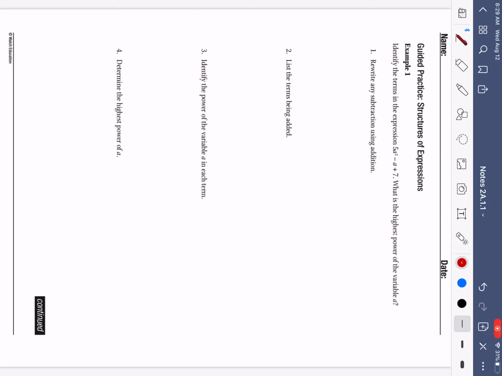So example number 1 is always scaffolded. It asks a bunch of questions, and it might not necessarily have you write out every single step, but for the sake of explanations, we're going to go ahead and write them all out. So example number 1 says, identify the terms in the expression 5a squared minus a plus 7. What is the highest power of the variable a? So step 1 says rewrite any subtraction using addition. So 5a squared plus negative a plus 7.